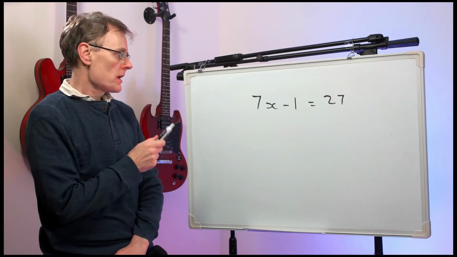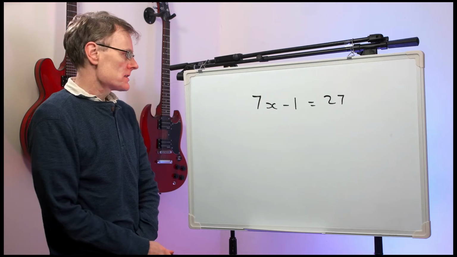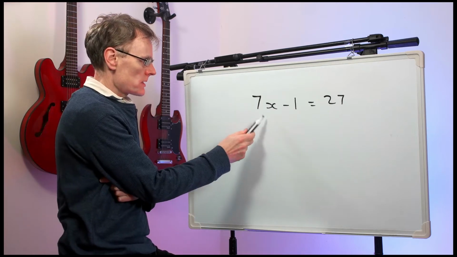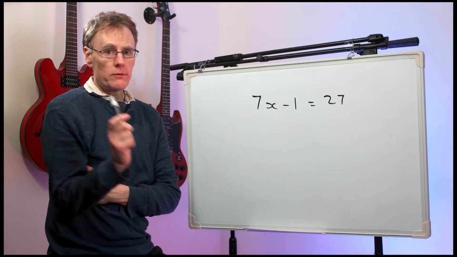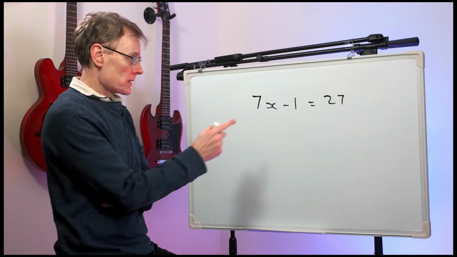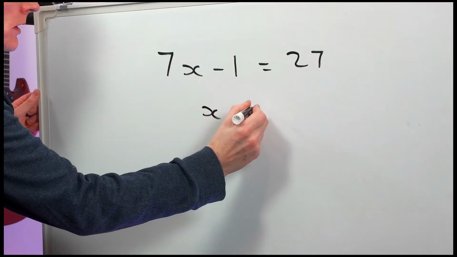Here's another one. 7x minus 1 equals 27. So what is x? So 7 somethings, take away 1 is 27. Well, 7 4s are 28, take away 1 is 27. So x must equal 4.